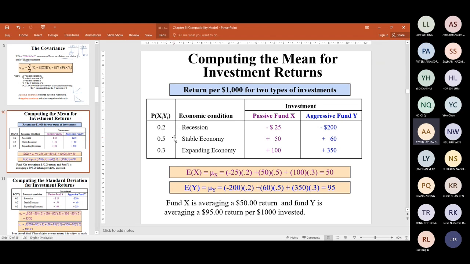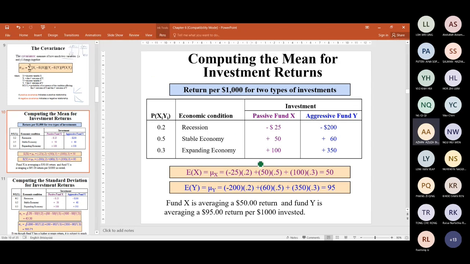The formula is of course more tedious. For economic condition, we have three here: recession, stable, and also expanding economy. And we have two investments, X and Y. Investment X is more passive, investment Y is aggressive. You can also see this from the values here. This one is passive, this one is aggressive.